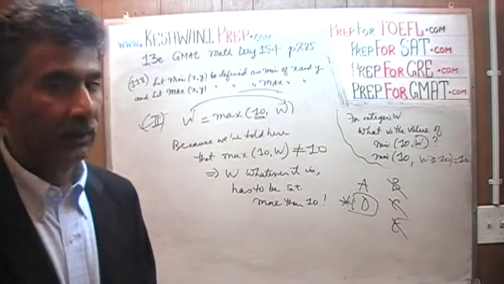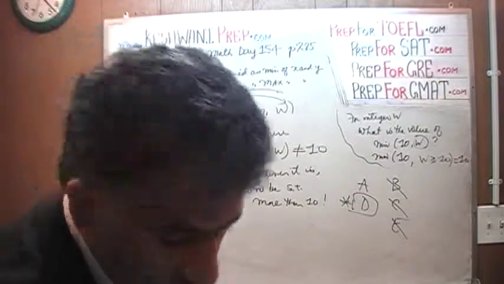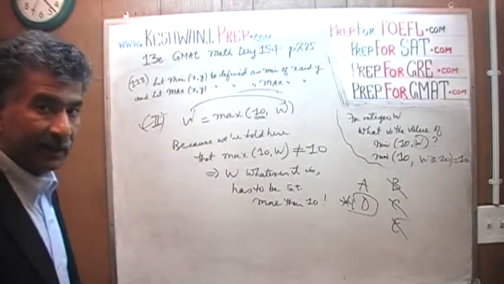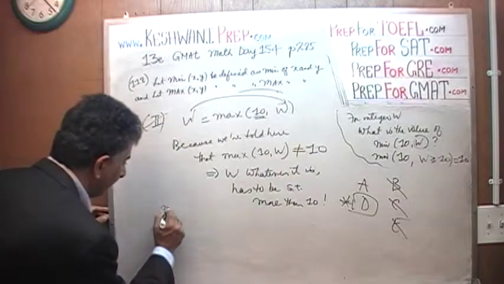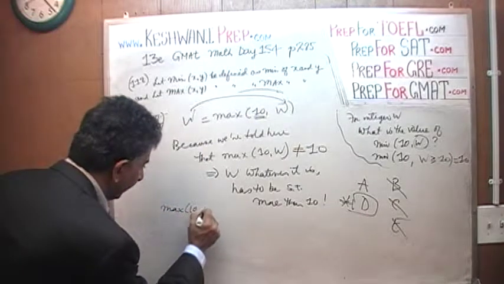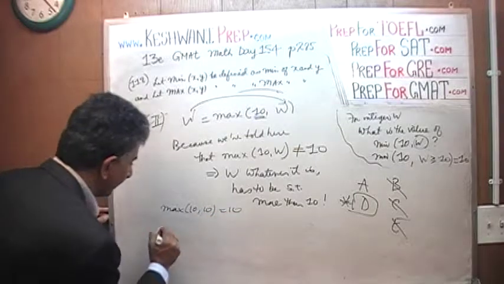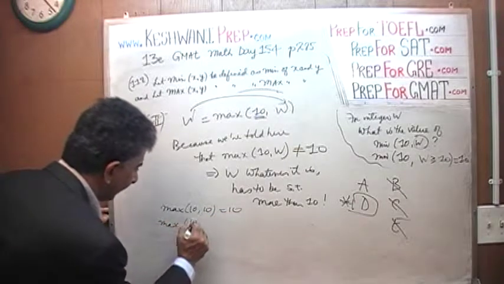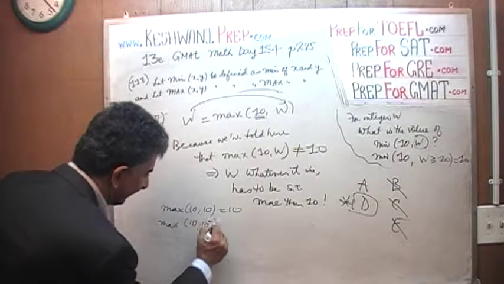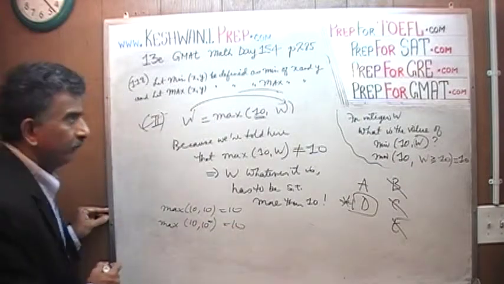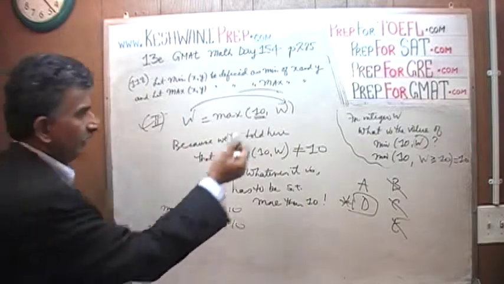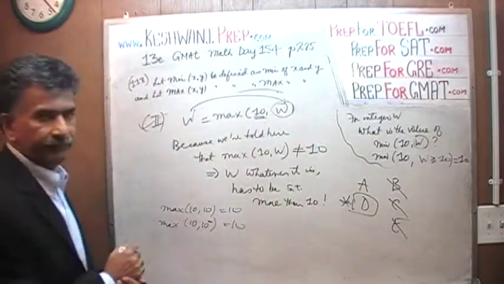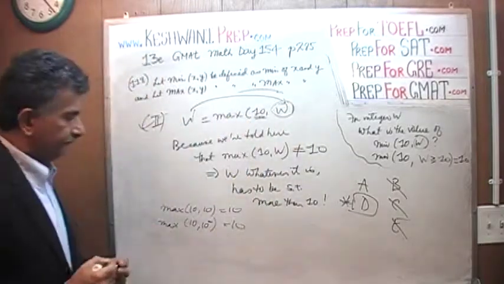It couldn't be 10, and it could not be less than 10, because had it been 10, the maximum of 10 and 10 would have been 10. The maximum of 10 and something less than 10 would have been again 10. But we are told that the maximum of 10 and W is W itself, which means this is the quantity that is more than 10. That quantity is more than this guy.